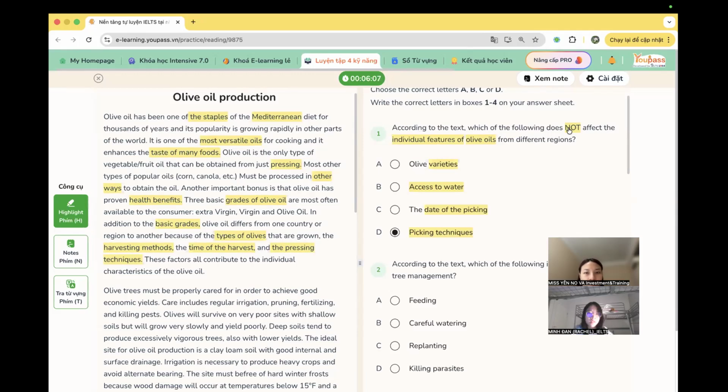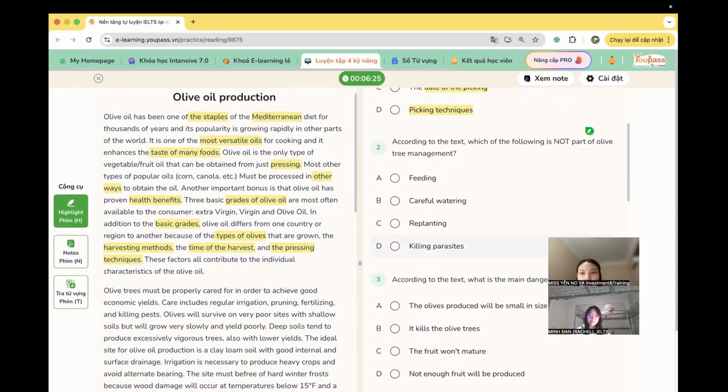The date of the baking. But you got the time of harvest here. Oh, time of harvest. And you got the pressing techniques here. So, access to water? Yes, that's the one. And then continue. You need to find out which one is not part of olive tree management. Feeding, careful watering, replanting, and killing parasites.